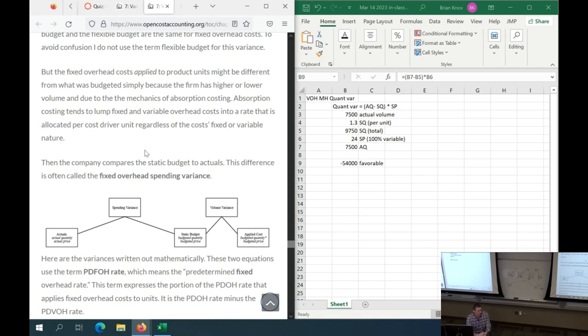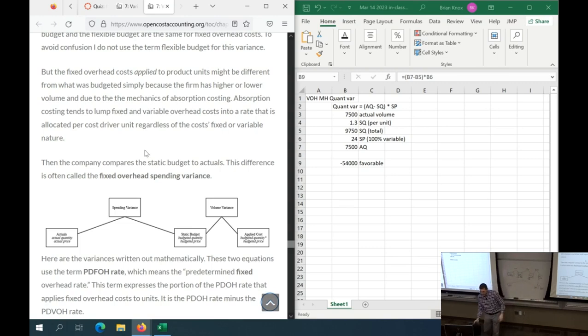Why would it do that? Well, there will never be a volume variance, strictly speaking, the way we have used the term before, for fixed overhead. Because the standard quantity at the static budget amount of volume and the standard quantity of fixed overhead costs at actual volume will be the same by definition because it's a fixed cost. It doesn't vary with volume. Therefore, these two are going to be equal to the same thing. All right, so it goes all the way across here.